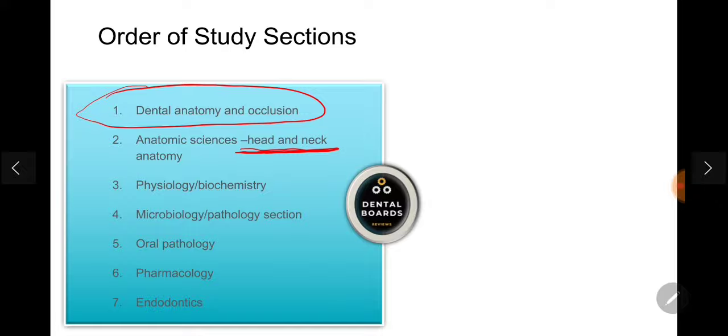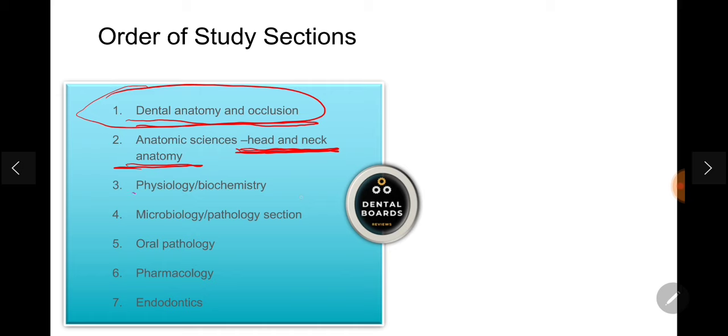Because when you study dental anatomy and occlusion, the diseases of the teeth, depending on anatomic area, the abscesses may progress to the head and neck region. So you need to know your head and neck anatomy, or certain pathologies which go from the mouth to the neck, right? So you need to know those things.